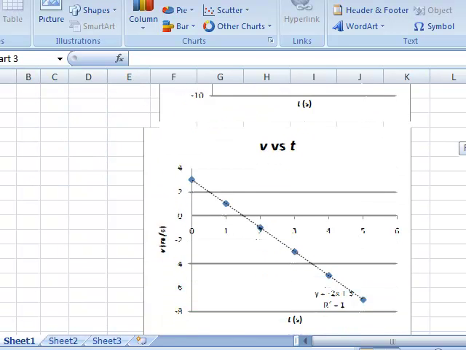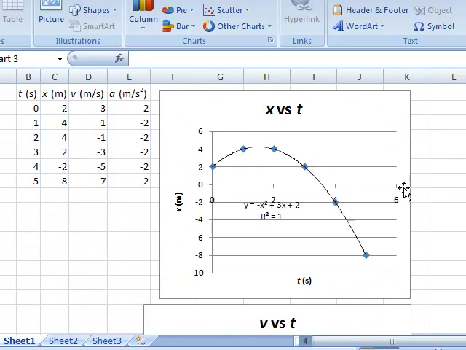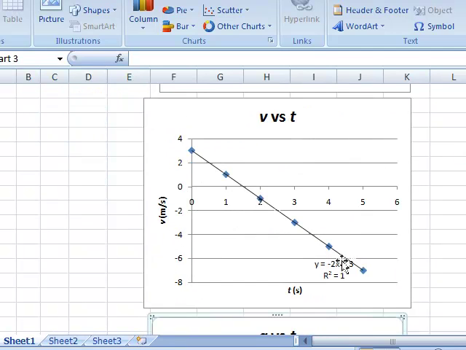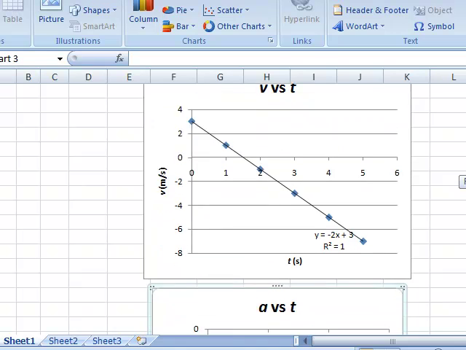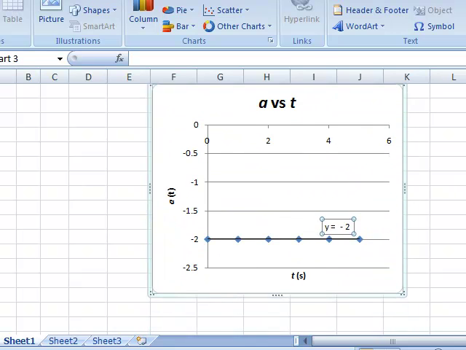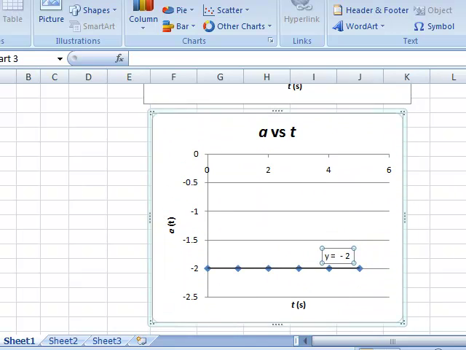And then this is the derivative of that graph, which comes out to be a constant change in velocity. And then here's the acceleration. You see it's at negative 2. And that's pretty much it.